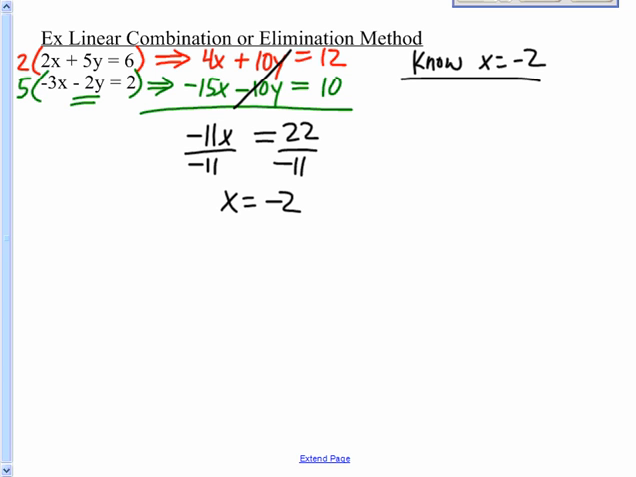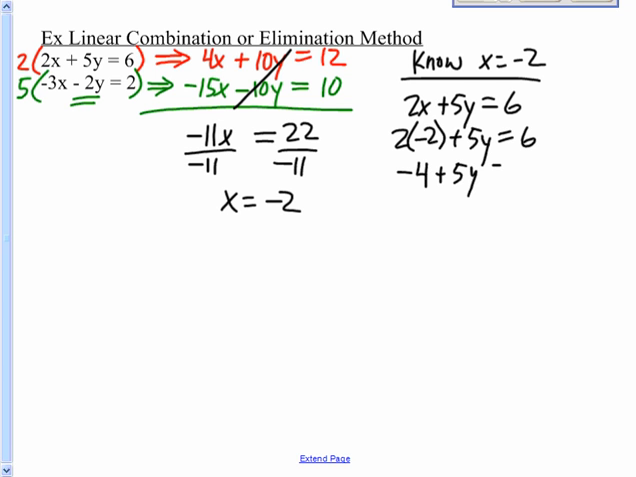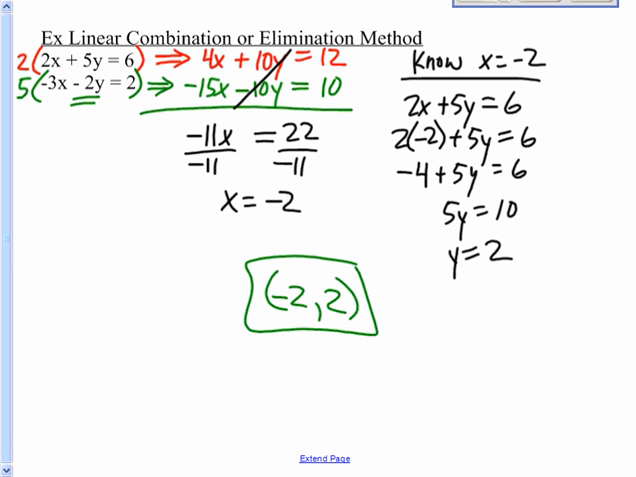Okay. Go ahead and plug it into either of the original. I'm just going to pick the top one there. 2 times, now I know my x. Solve that thing. Add 4 both sides. Divide by 5. There's our y. So x, comma, y. That's the point where those two lines cross.